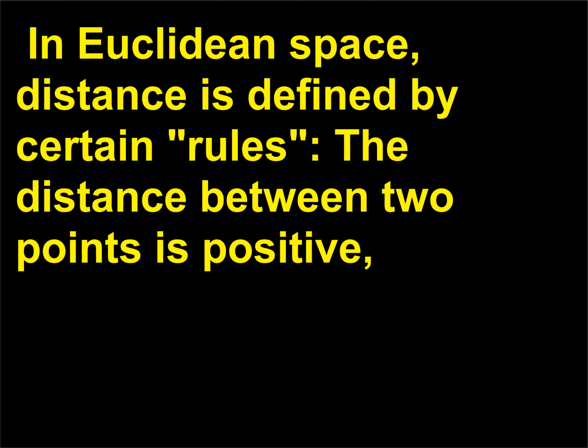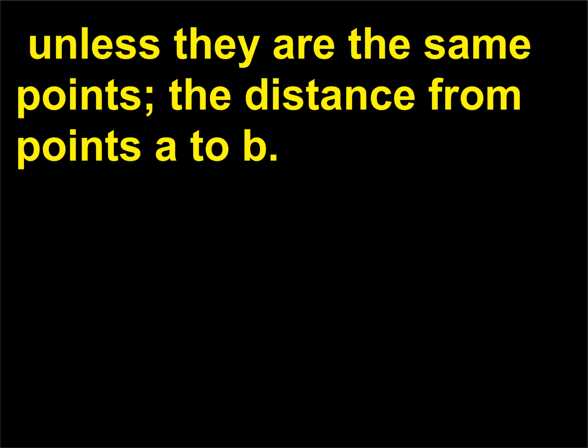In Euclidean space, distance is defined by certain rules. The distance between 2 points is positive, unless they are the same point, the distance from points A to B.